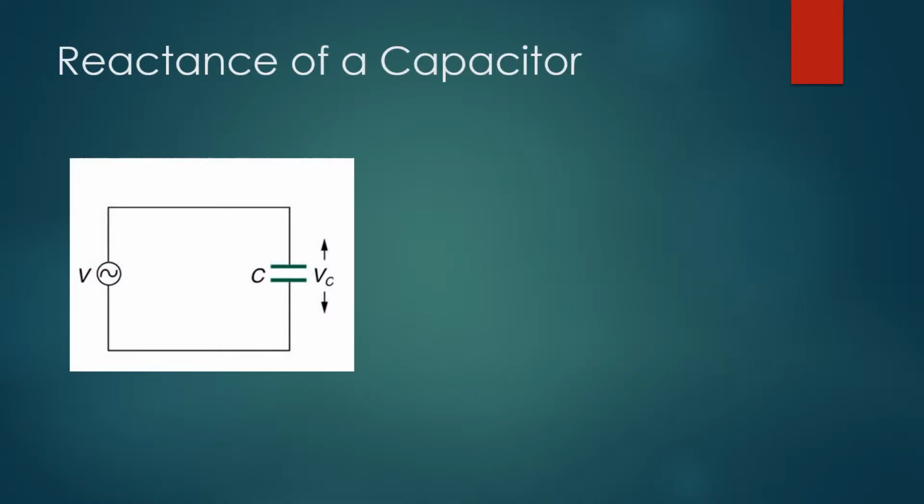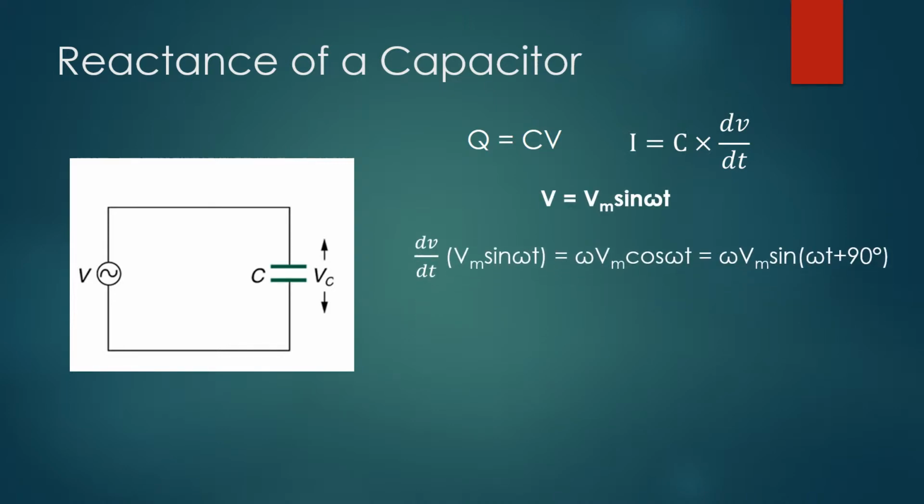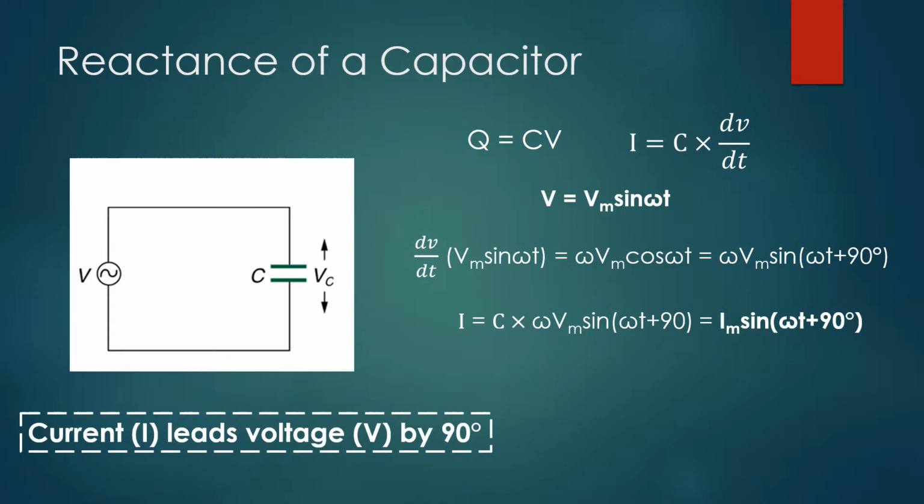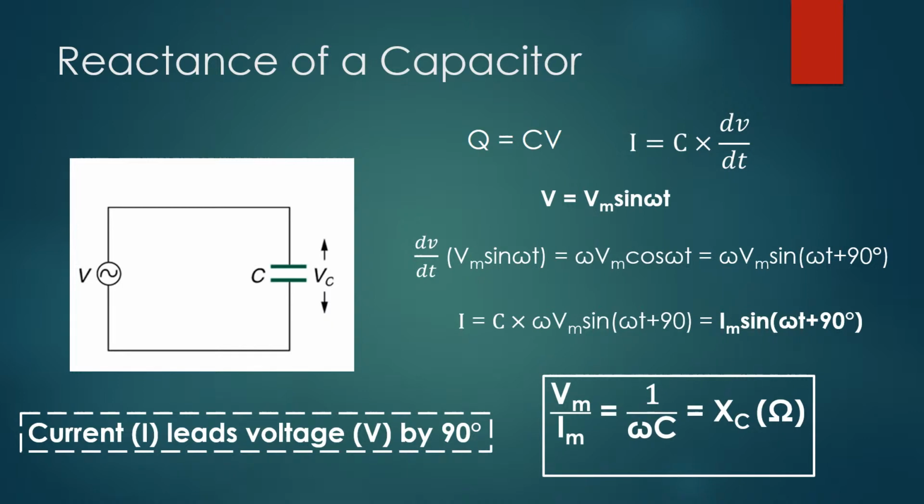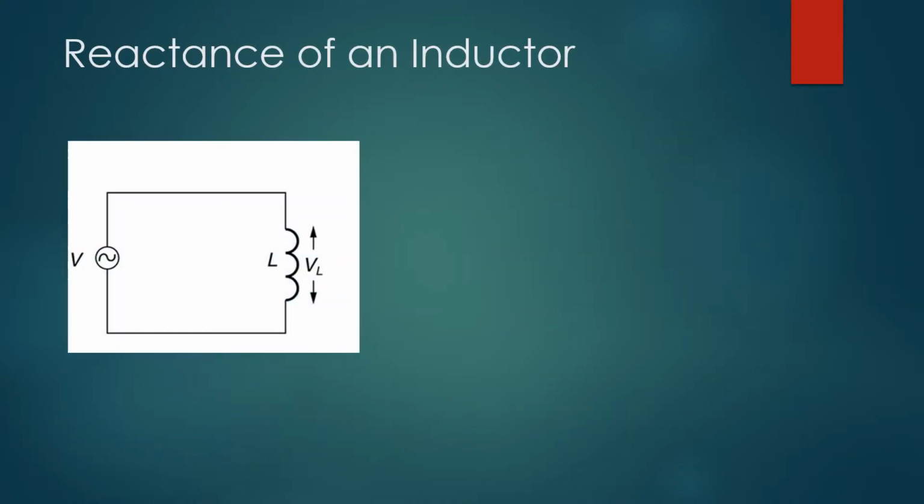Now let's look at the reactance of a capacitor. We know that Q is equal to CV and the current is equal to capacitance times the derivative of voltage. The sinusoidal voltage and the derivative of the sinusoidal voltage multiplied by the capacitance gives you that sinusoidal current, which clearly shows that the current is leading the voltage by 90 degrees. Hence, the ratio between voltage and current is given by 1 over omega C, which is the reactance of a capacitor measured in ohms.